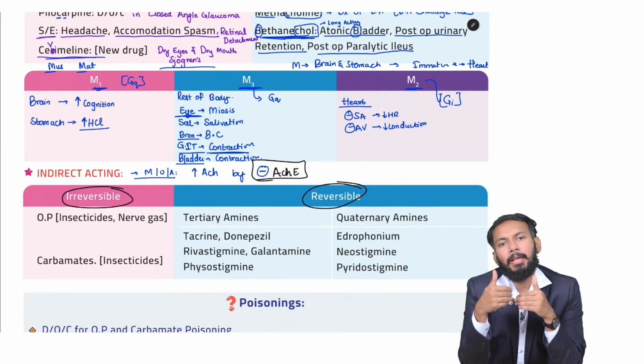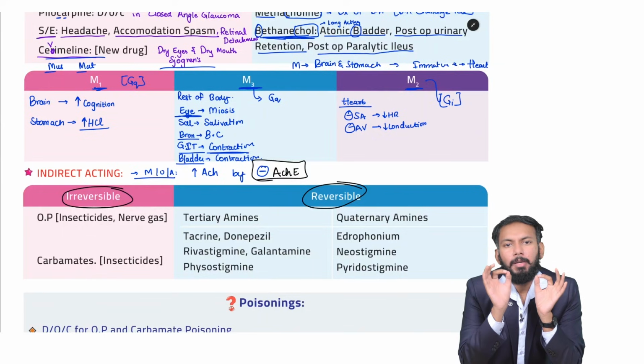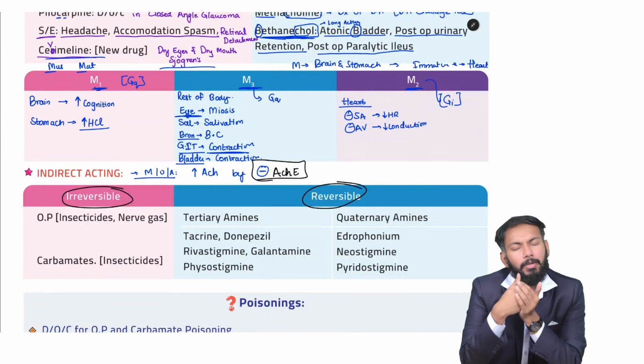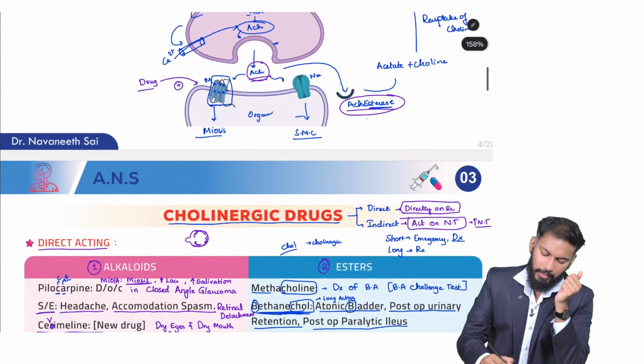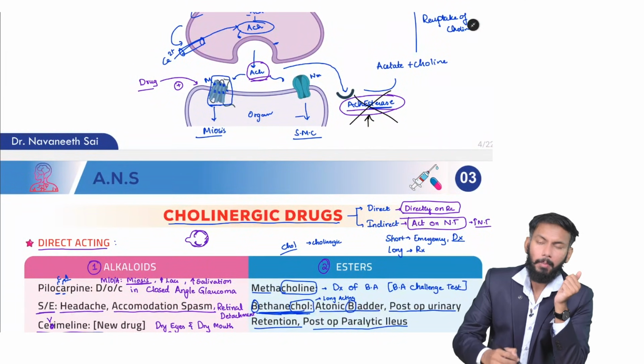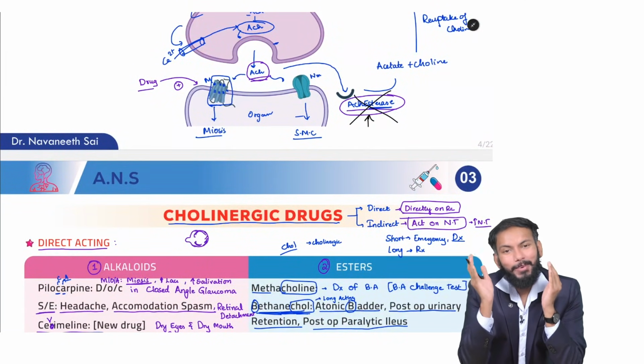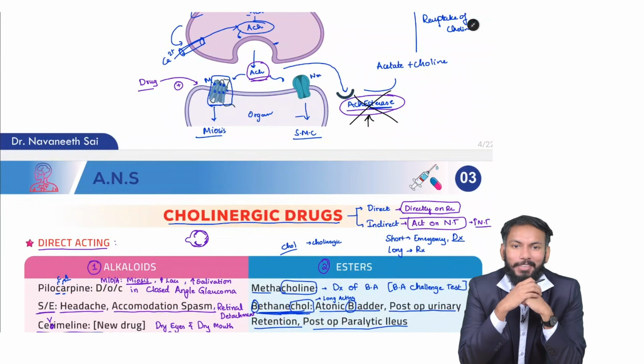What do you mean by irreversible? Irreversible means they will block the enzyme for a very long period of time. Let us suppose we are blocking this enzyme for a very long period of time, acetylcholine will increase for a very long period of time. Now this acetylcholine will cause excessive, increased functions of the parasympathetic nervous system. So it will increase the secretions.